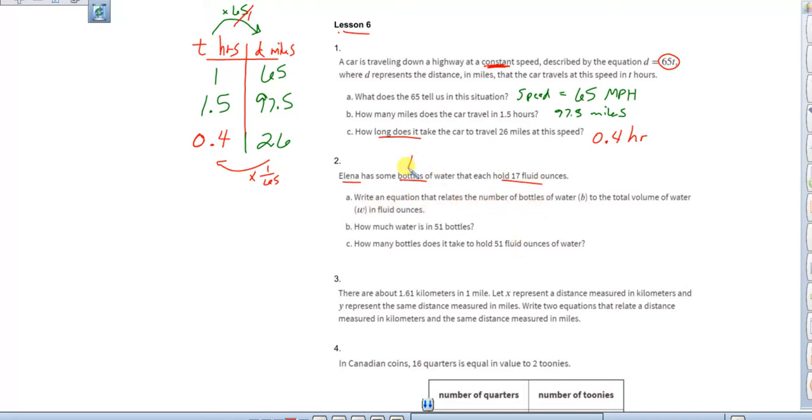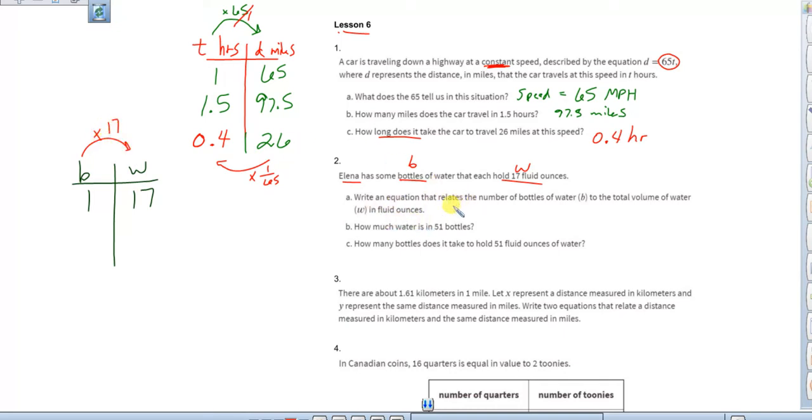We're going to call bottles B, and we're going to call the amount of fluid ounces of water W for water, fluid ounces. Those are our two set up there. So let's make a table, kind of get us started, and let's put bottles over here, B for bottles, and W for water. And when I have one bottle of water, it will hold 17 fluid ounces. So there's our relationship. We can quickly get our constant just by looking at it because it's a simple multiplication by 17.